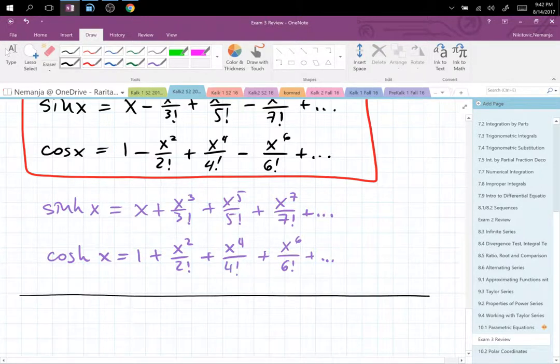What do you want us to know tangent inverse as? Nah, you can derive it.